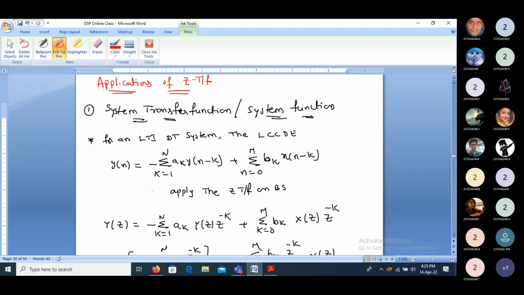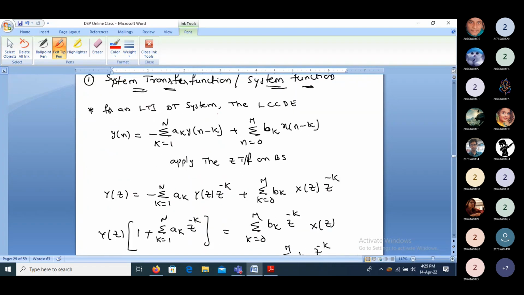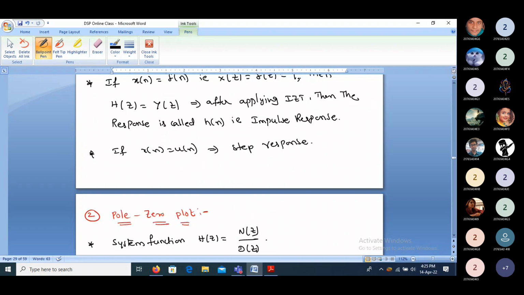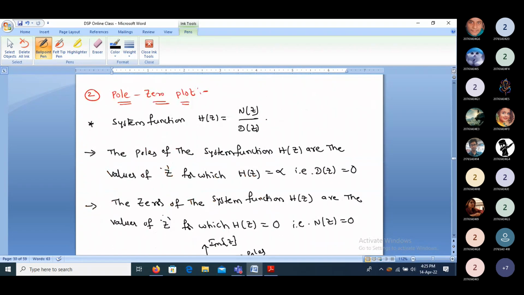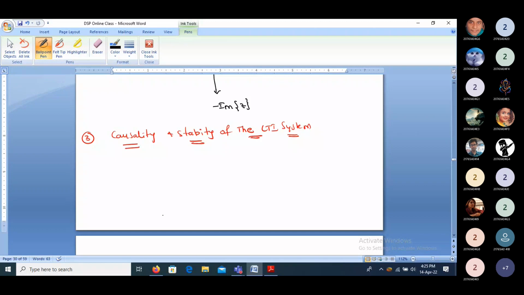So the first case is the system transfer function or system function. First we go for the LCCDE, the linear constant coefficient difference equation, which describes the relationship between the input and output parameters. From that, first we calculate the system transfer function. After that, identify the poles and zeros of the system. Then we will go for causality and stability of the system.